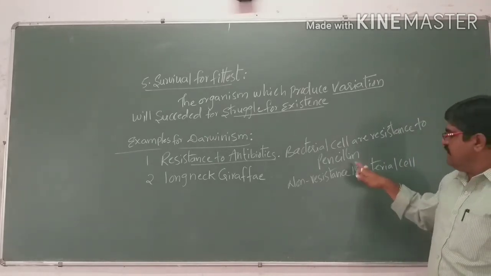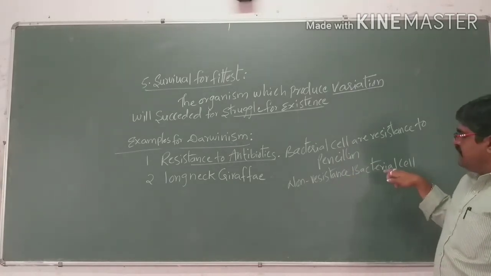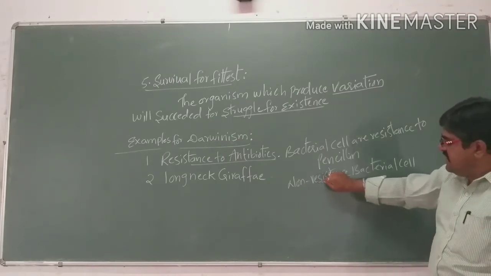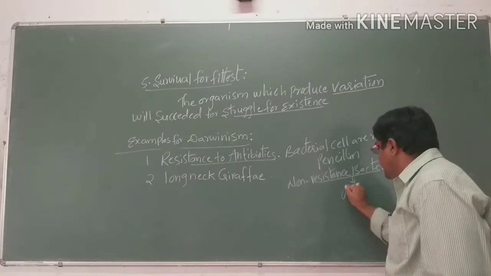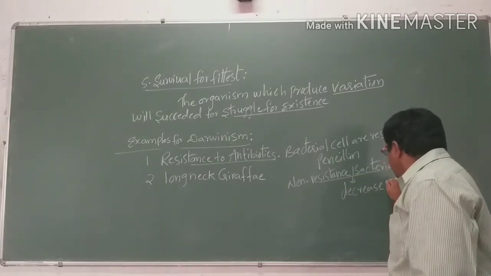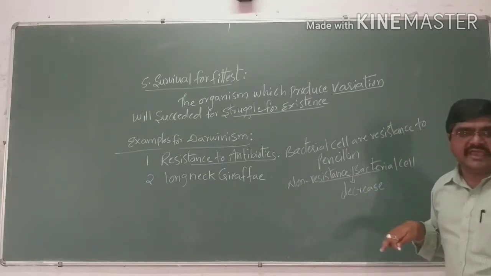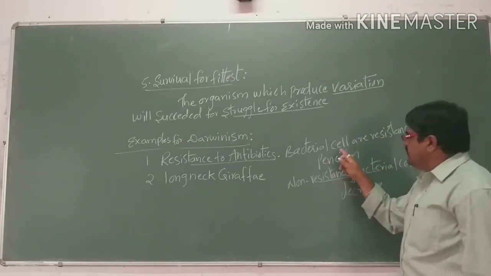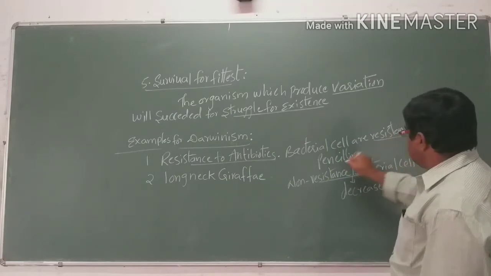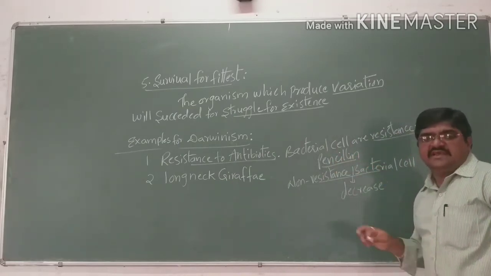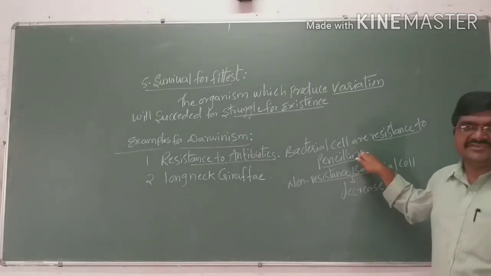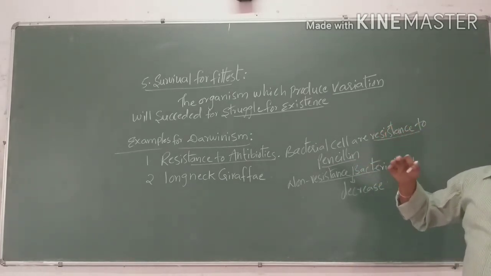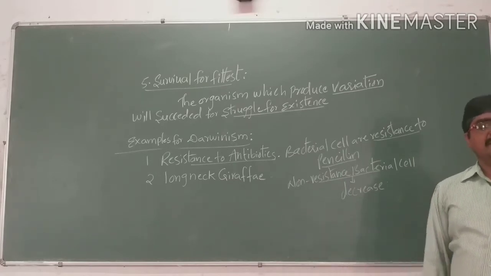That means the penicillin kills the non-resistant bacterial cells, so the non-resistant bacterial cells gradually decrease. When they are decreasing, gradually they become extinct in nature, and the bacterial cells which are resistant to penicillin, these species will gradually increase their number from generation to generation.